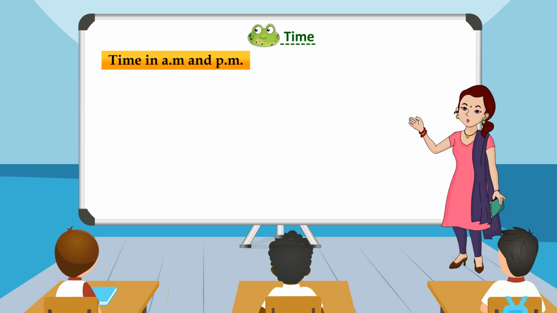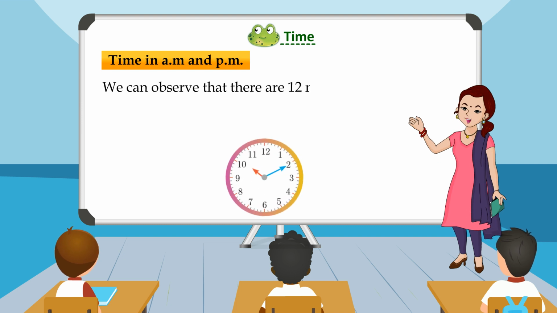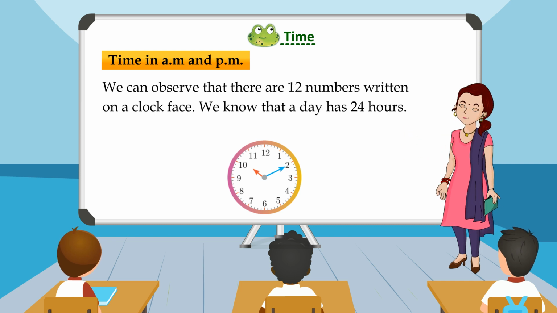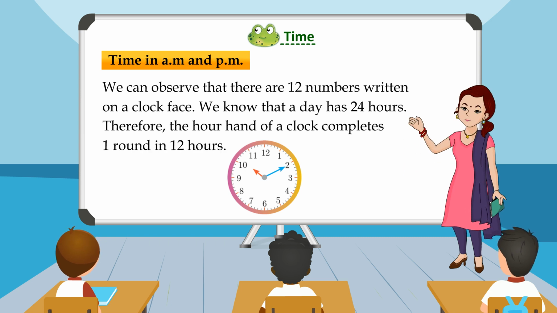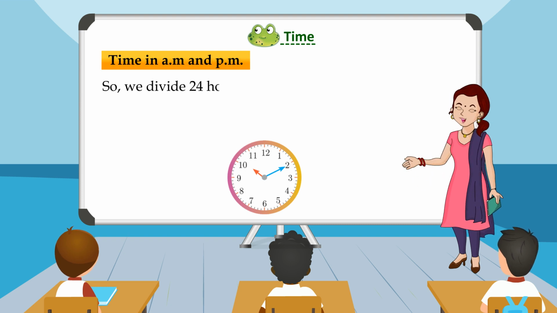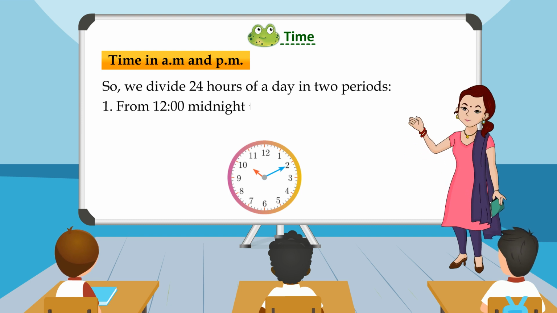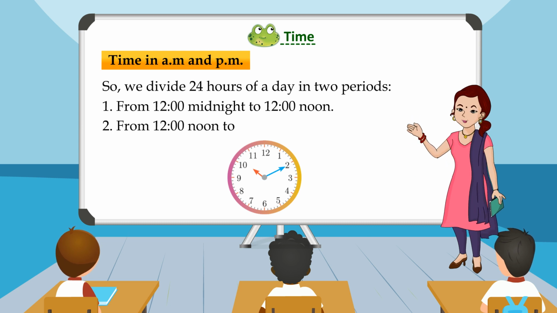Time in AM and PM. We can observe that there are 12 numbers written on a clock face. We know that a day has 24 hours. Therefore, the hour hand of a clock completes one round in 12 hours. So we divide the 24 hours of a day into two periods. 1. From 12 midnight to 12 noon. 2. From 12 noon to 12 midnight.